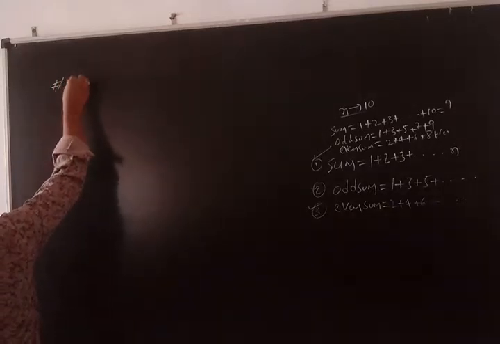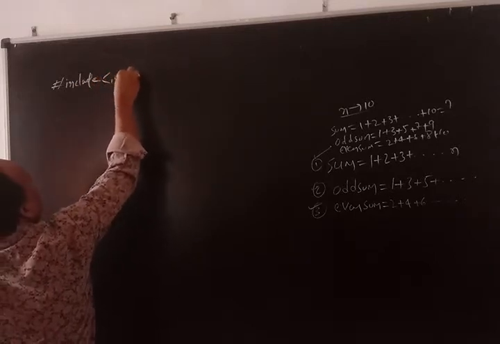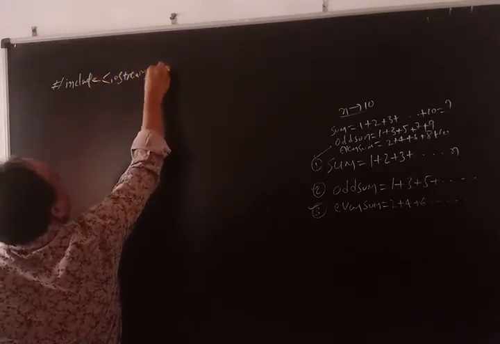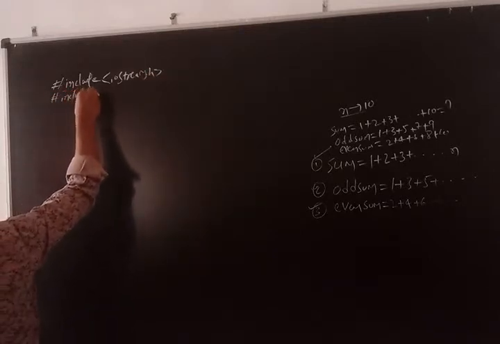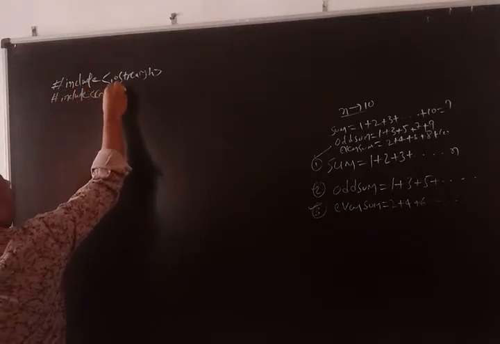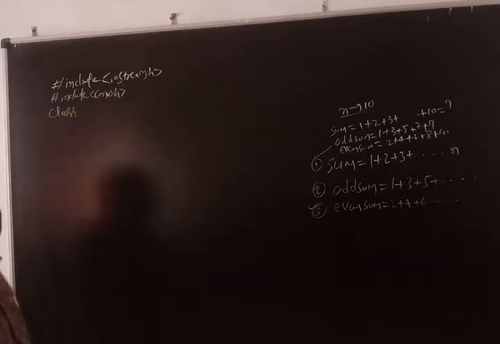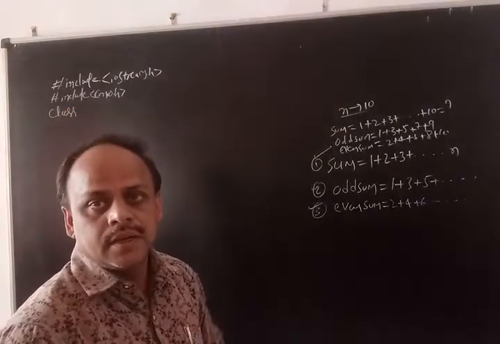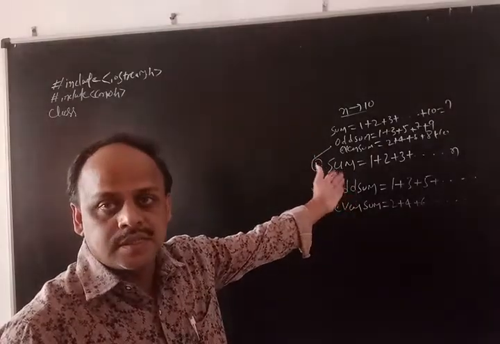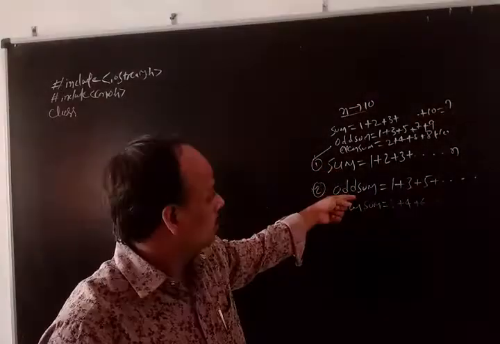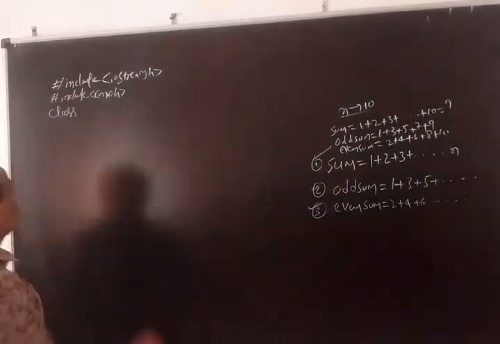include iostream.h, include conio.h. Next, class. So what class name do I have to take? It is your choice, but here I am finding the sum for the given limit, so I am going to consider the class name as series.